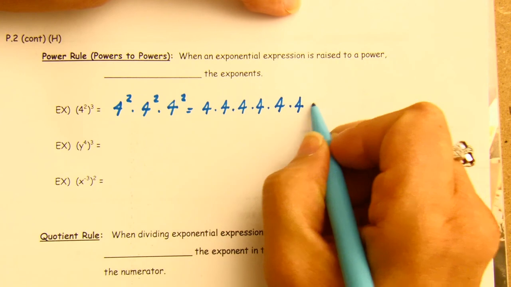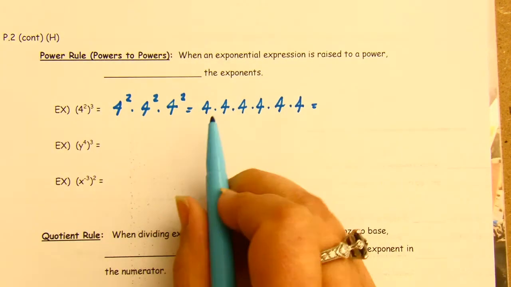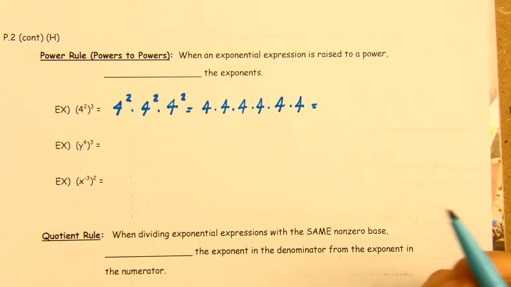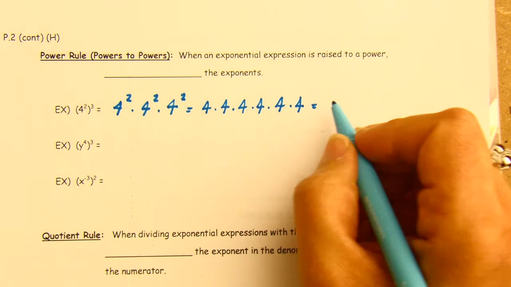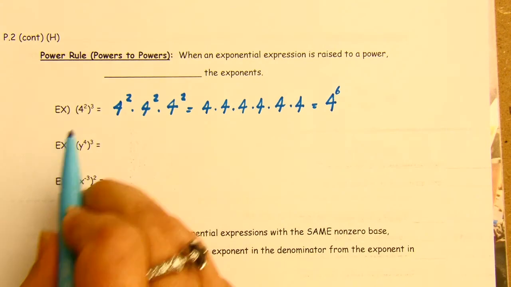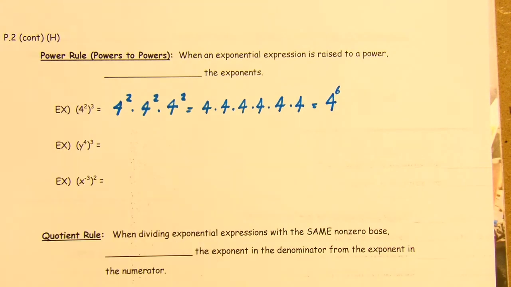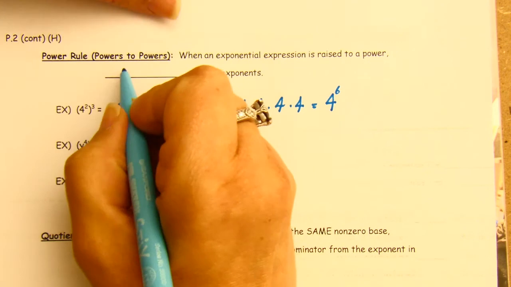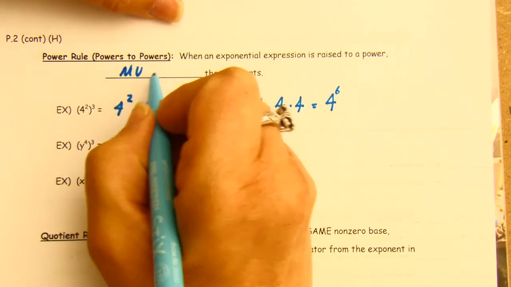And now let's count them. How many 4s do we have? 1, 2, 3, 4, 5, 6. We've got 6 of them all together. So this really equals 4 to the power of 6. So looking at this, 4 squared raised to the third power, what do you think you do with the exponents to get 4 to the power of 6? Correct, you are going to multiply them. So when you have a power to a power, you multiply the exponents.